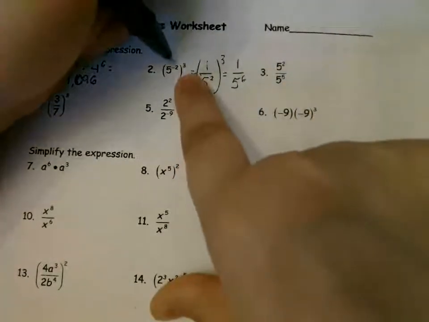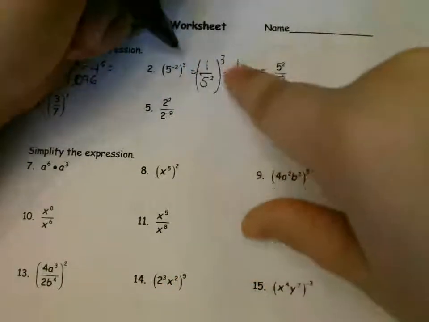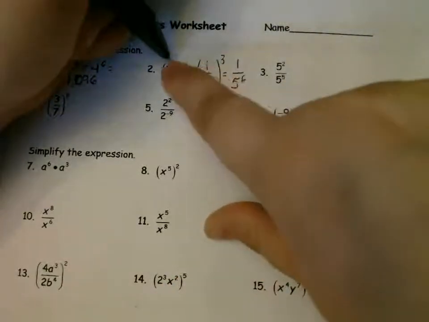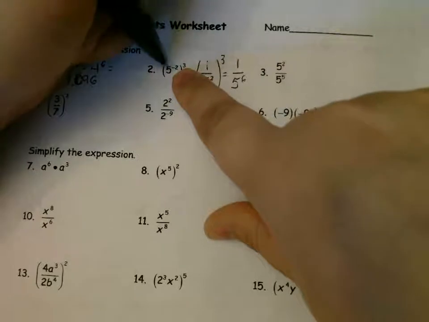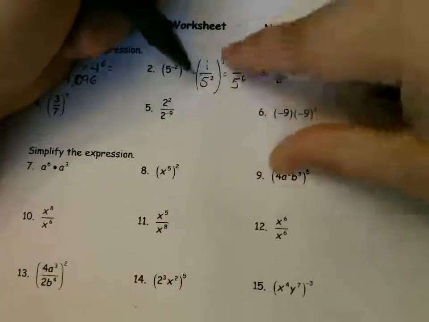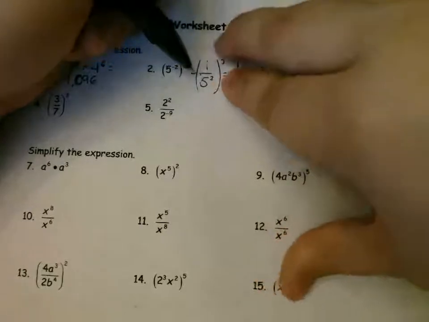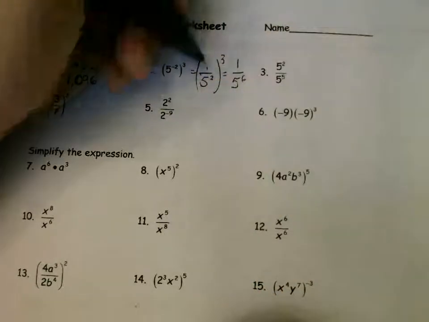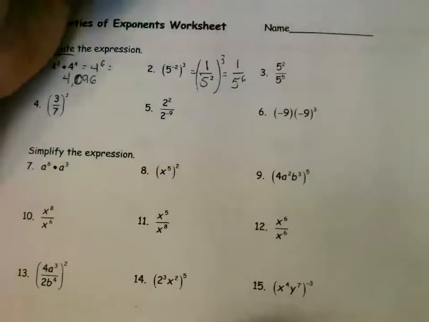Remember, a negative, all it does is change the placement. So if there's a negative attached to a whole number like this, it's going to change it into a fraction. If this were a negative 2, it would change it to the whole number. It just flips it. Please forgive my pen running out of ink.